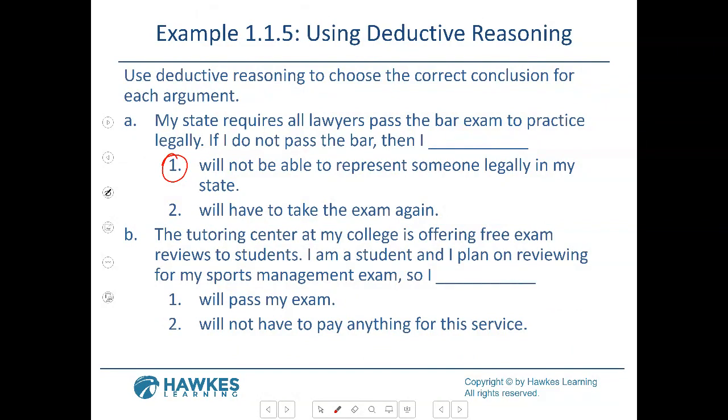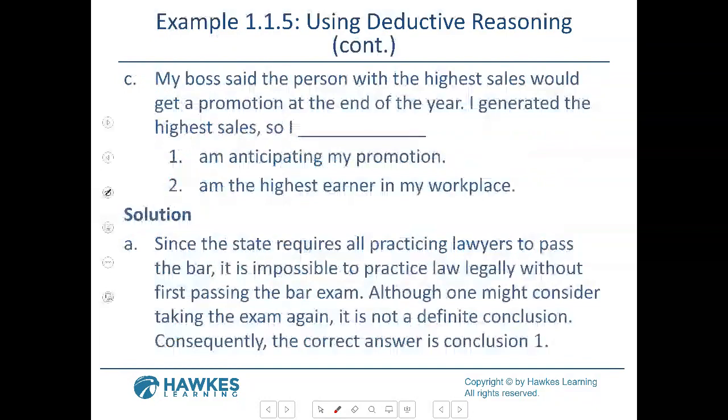Number 2, the tutoring center at my college is offering free exam reviews to students. I'm a student and I plan on reviewing for my sports management exam. So I either 1, will pass my exam, or 2, will not have to pay anything for this service. The only thing we can guarantee is number 2, because just because you go to tutoring does not necessarily mean you're going to pass the exam, unfortunately.